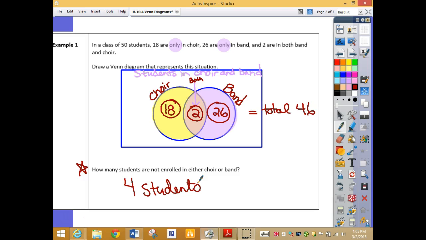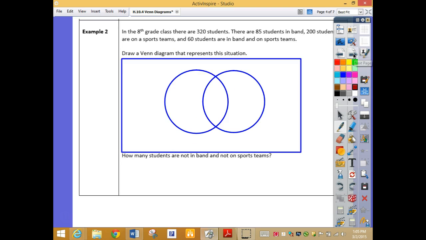All right? Now this next one. Draw a Venn diagram. So you need to draw your, what do you call the box? Close. Universe. I like your thinking. Draw your 2 circles for our sets. What should we title this? In the 8th grade class, there are 320 students. There are 85 students in band, 200 students are on a sports team, and 60 students are in band and on a sports team.